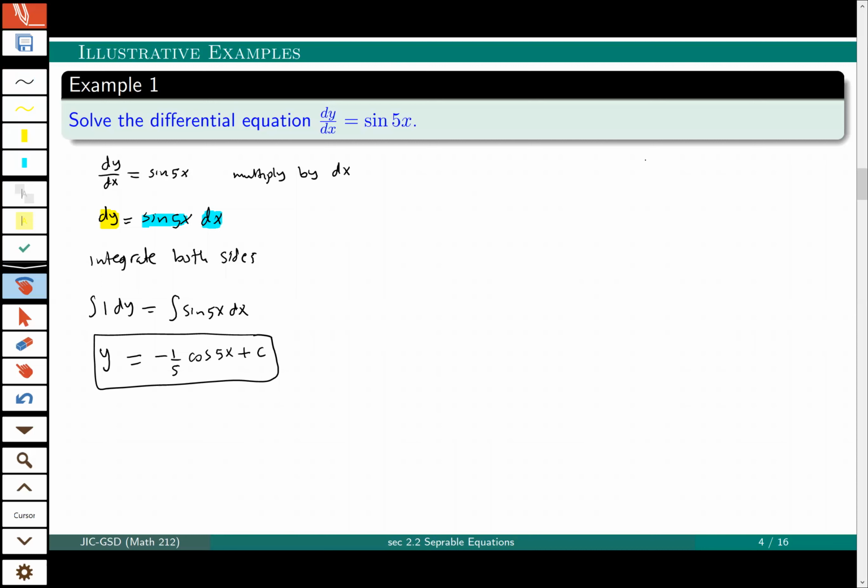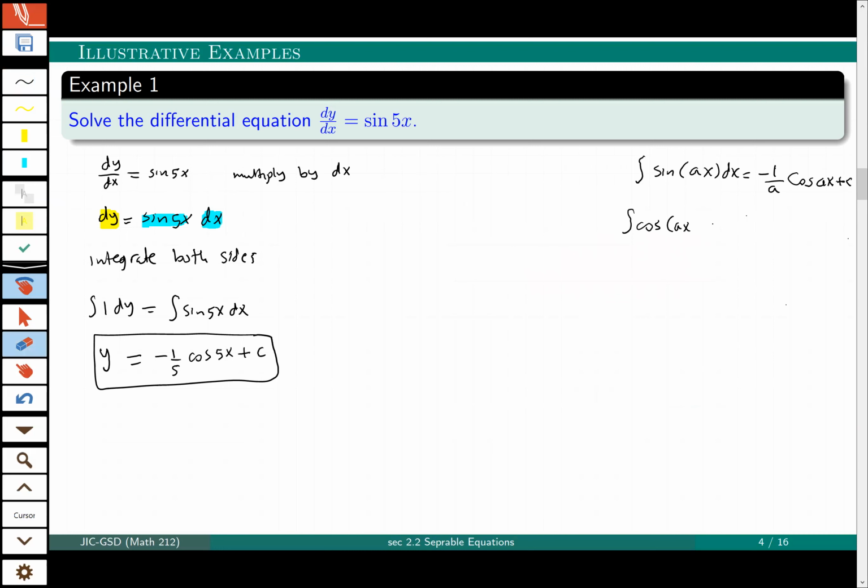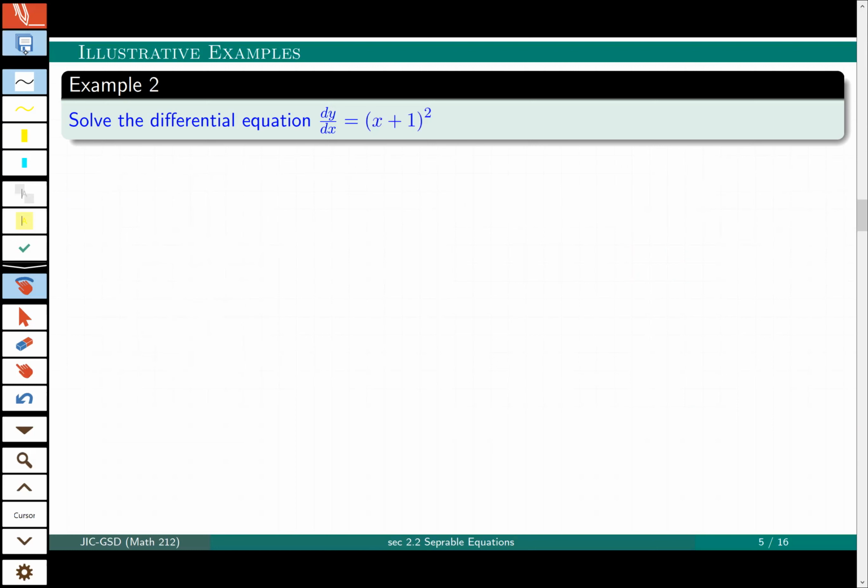Remember in calculus 1 we say the integral of sine of any constant a times x dx is minus 1 over a cosine ax plus a constant of integration. And remember for cosine ax dx as well, it will be 1 over a sine ax. Now, second question.